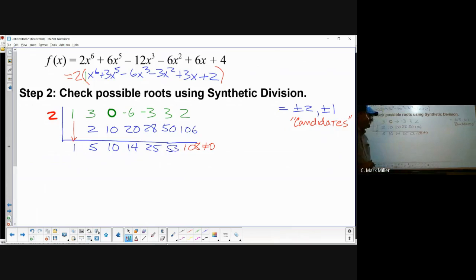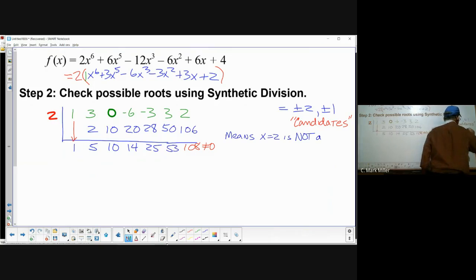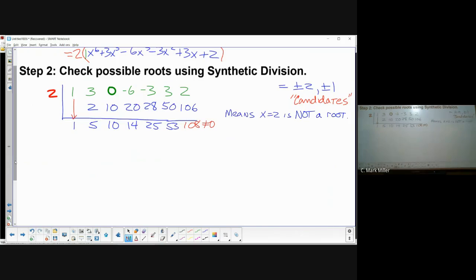What does that mean? That means x equal 2 is not a root. What does that mean? That means you can throw it out for the rest of the time. As far as this problem is concerned, forget x equals 2 as a root. Okay? You throw it away. Now what do we do? We try a different one.